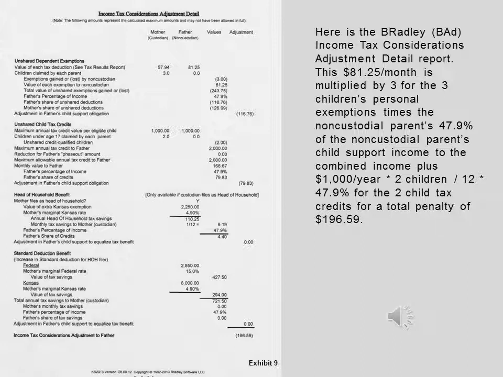Here is the Bradley Bad Income Tax Considerations Adjustment Detail Report. This $81.25 per month is multiplied by 3 for the 3 children's personal exemptions times the non-custodial parent's 47.9% of the non-custodial parent's child support income to the combined income, plus $1,000 per year times 2 children divided by 12 times 47.9% for the 2 child tax credits, for a total penalty of $196.59.